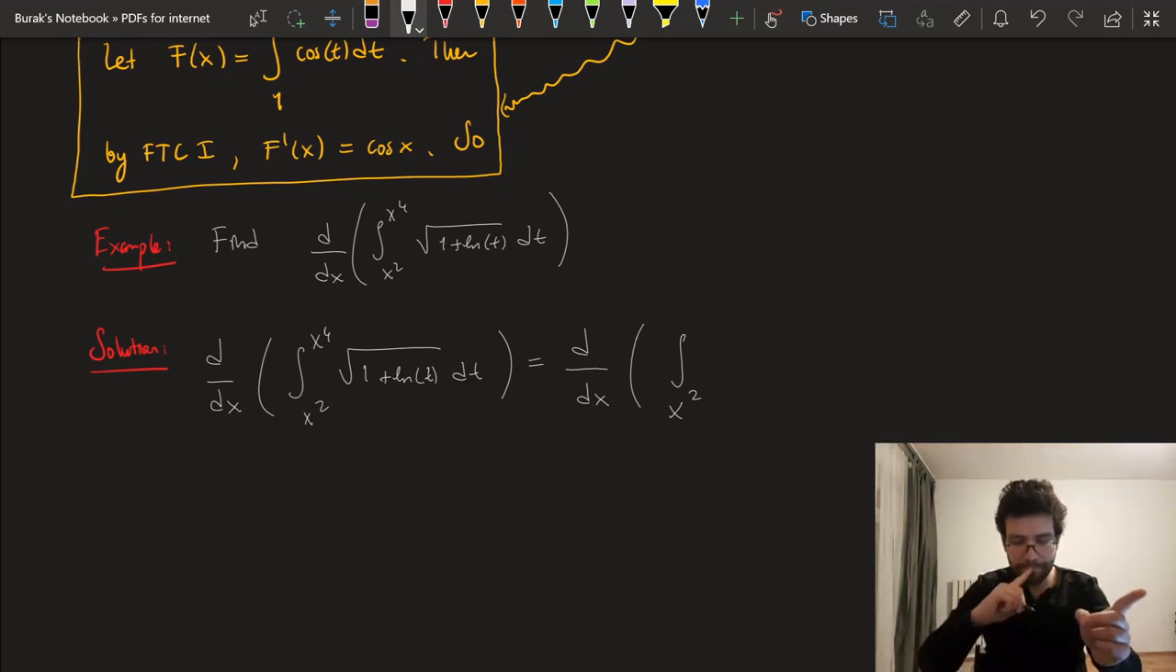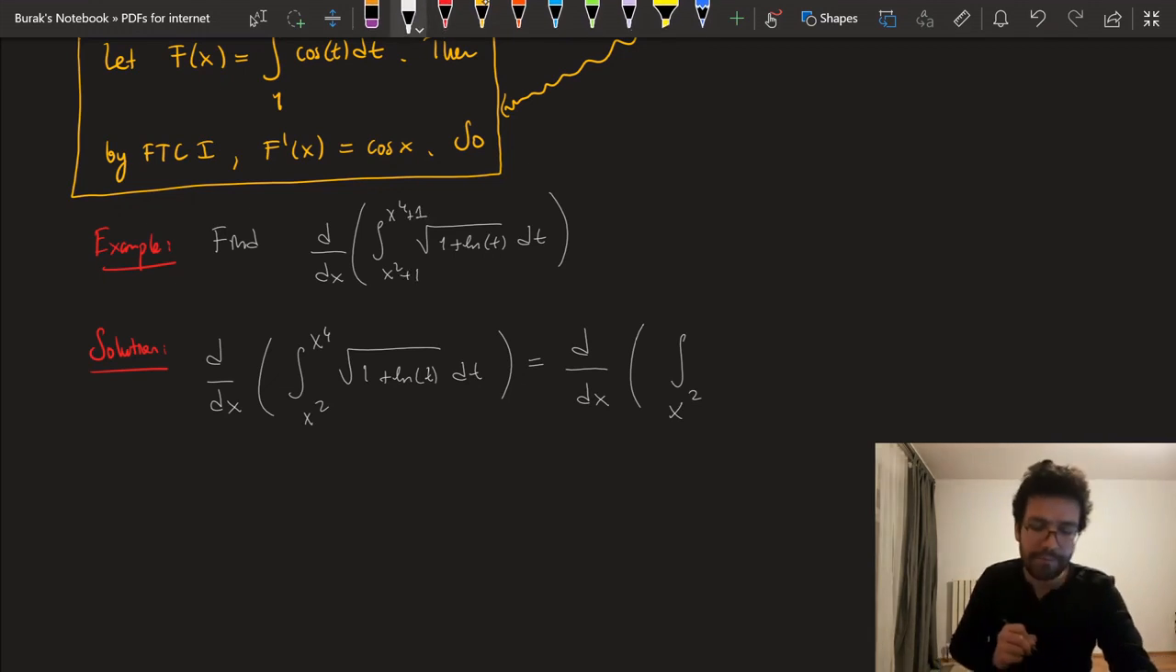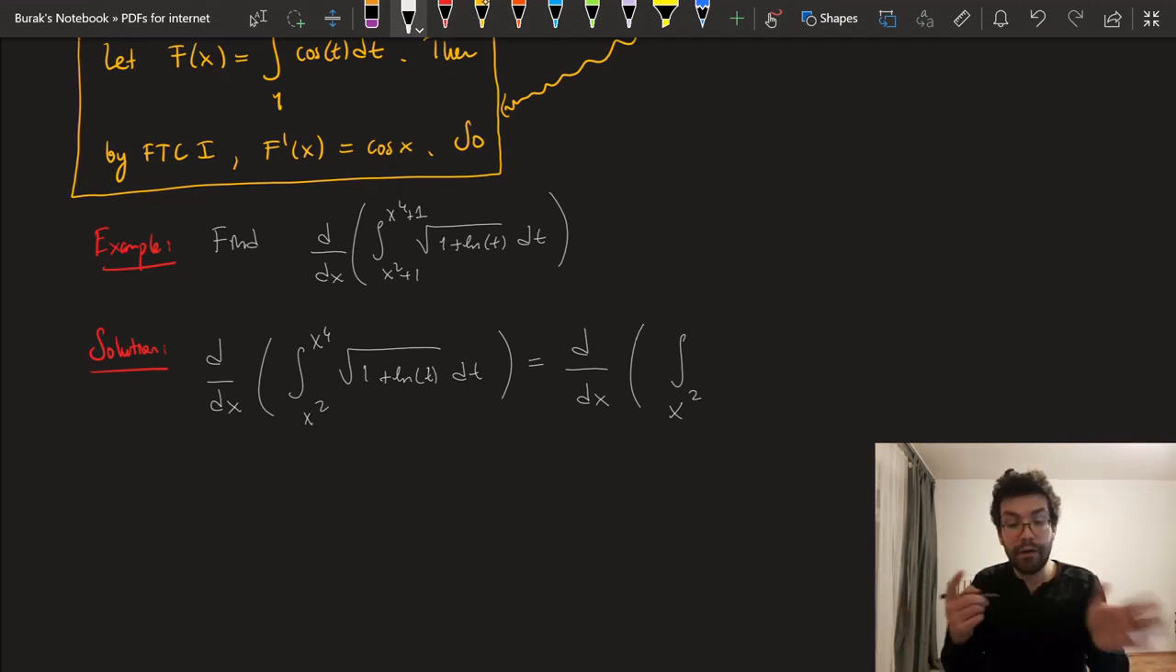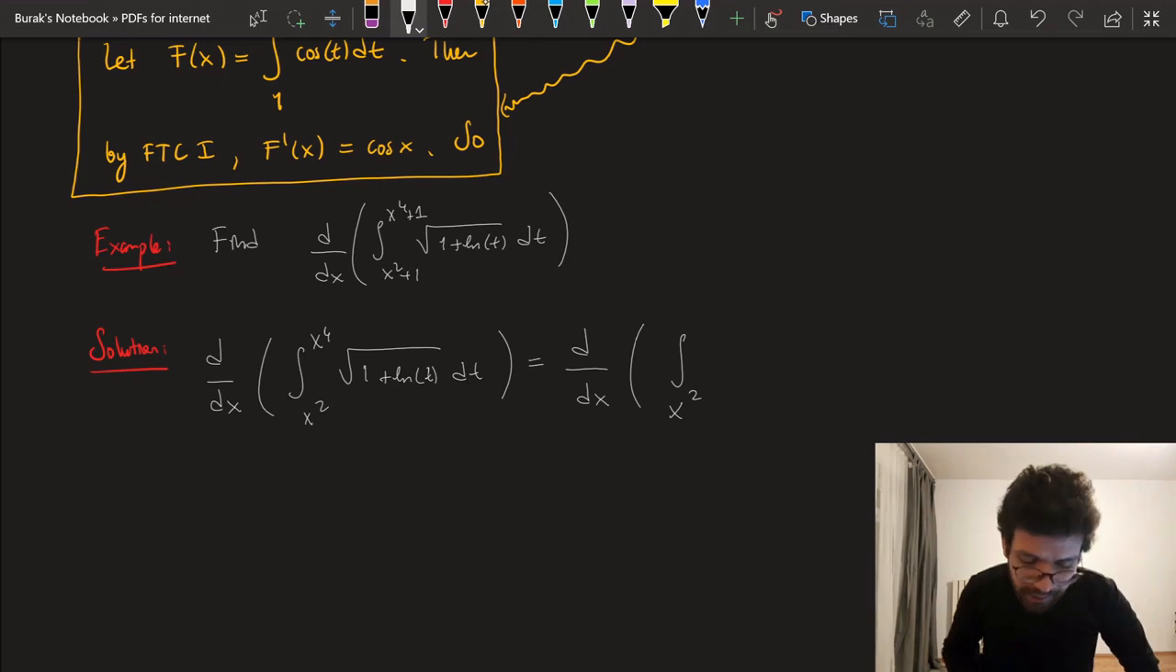These can be, I see. Let's put +1 here so that everything stays positive. Otherwise, if x squared and x to the power 4 are both less than 1, this can be negative, which is going to make the inside of the square root negative. So that may not be defined. So let's add +1 over there, so that this definite integral now makes sense.